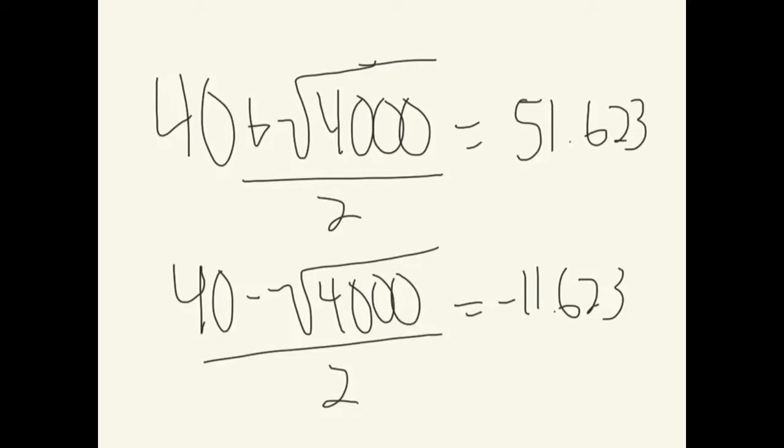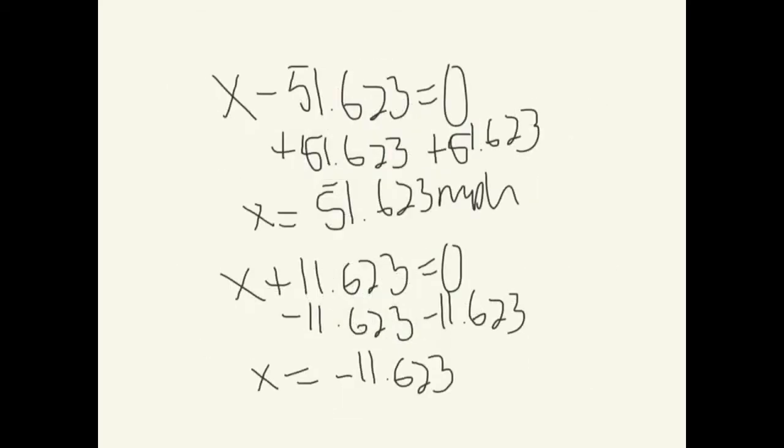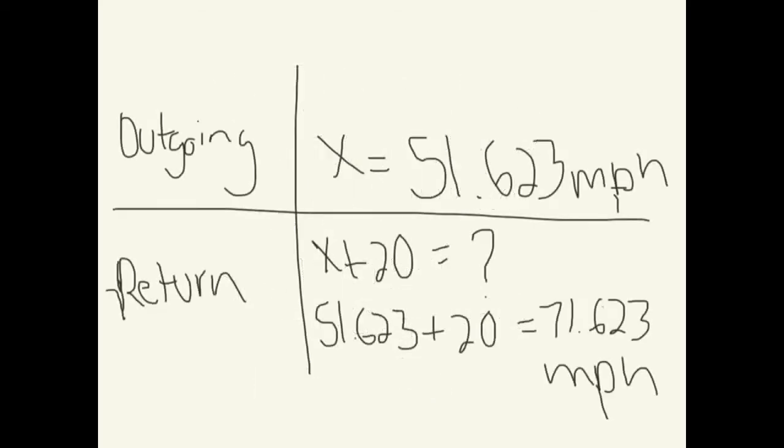This gave us our answers, which were 51.623 and negative 11.623 miles per hour. These are the two solutions that we received, and because negative 11.623 is an extraneous solution, that leaves us with 51.623 as our miles per hour. Our rate on the outgoing trip was 51.623 miles per hour, as we found before.